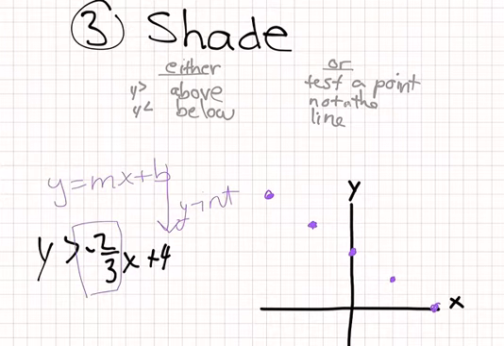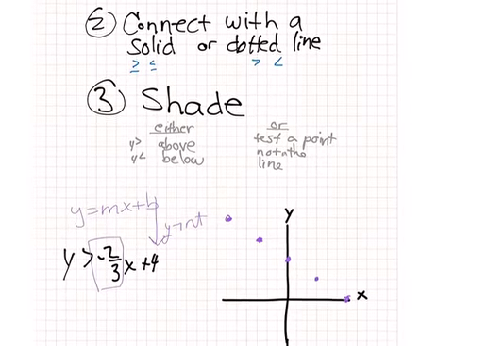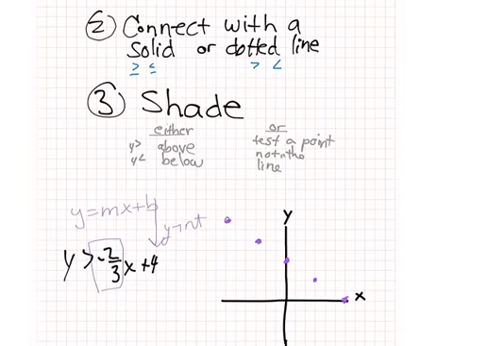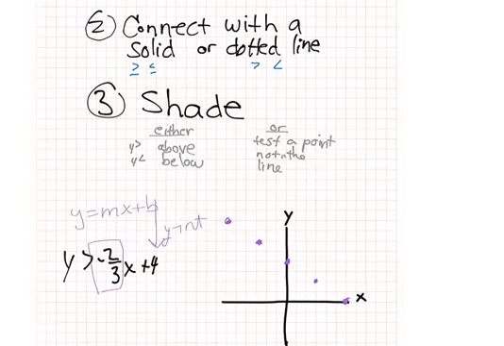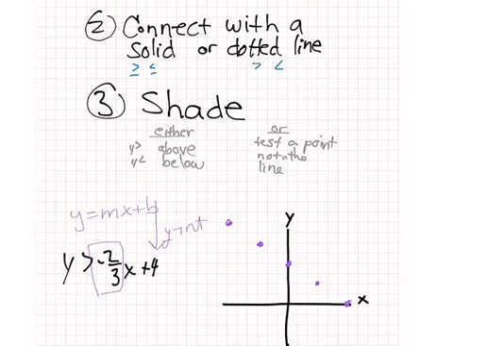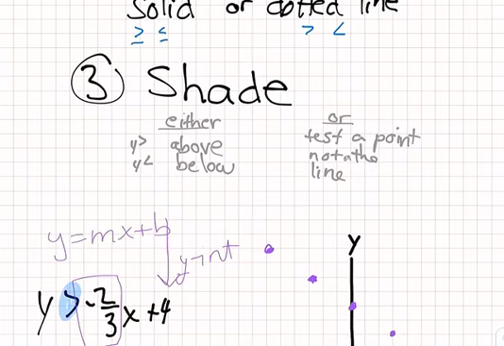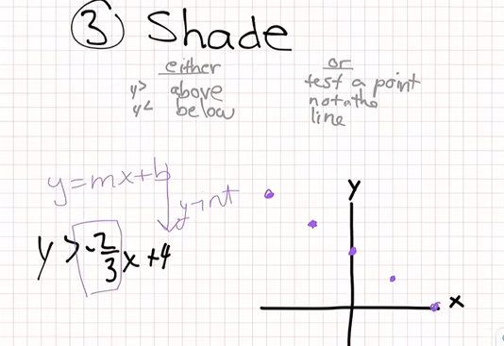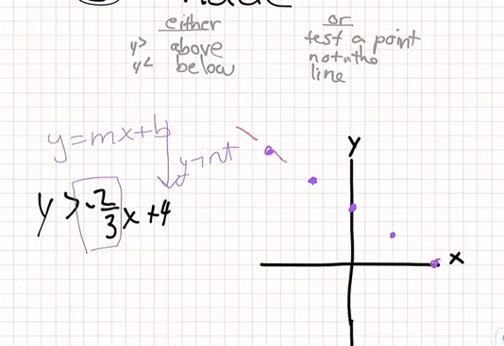The next thing we said we had to do was decide if it is going to be solid or dotted. Looking at this symbol right here, we have to decide, is that dotted or solid? It turns out that it is a dotted line, so we're going to connect that in a dotted or dashed fashion, so it looks a little bit more connected than what we had. The next thing is to shade.